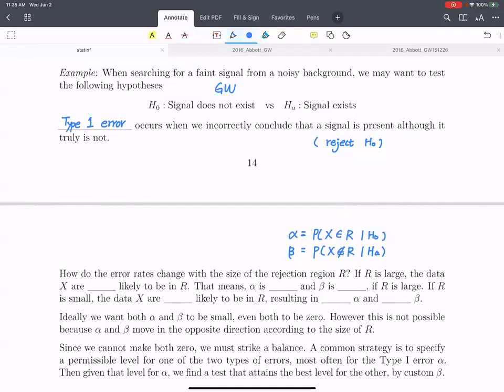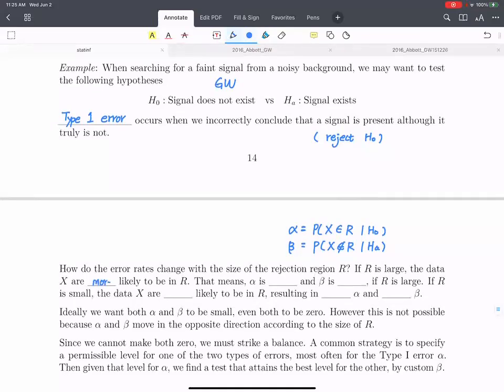For example, if R is large, then the data are more likely to be in the rejection region, because if R covers most of the range on the real line, then the data will fall into it, right? That means alpha becomes larger and beta is small, because alpha is the probability that the data fall into the rejection region. If the rejection region is large, then that probability becomes higher.